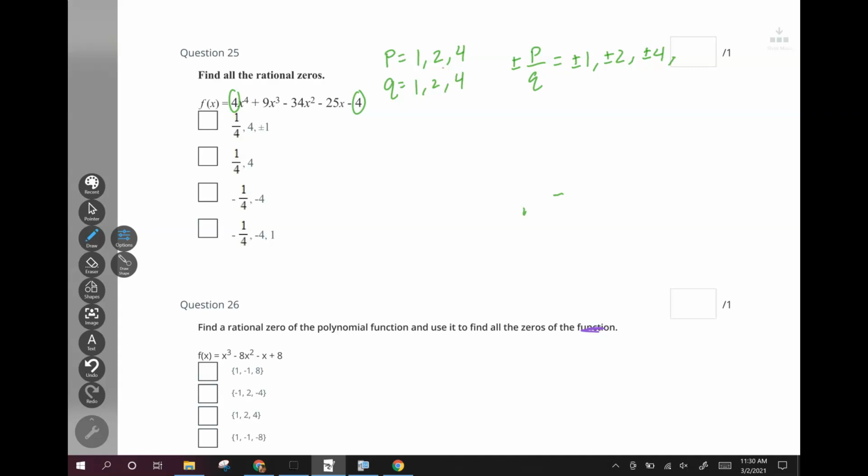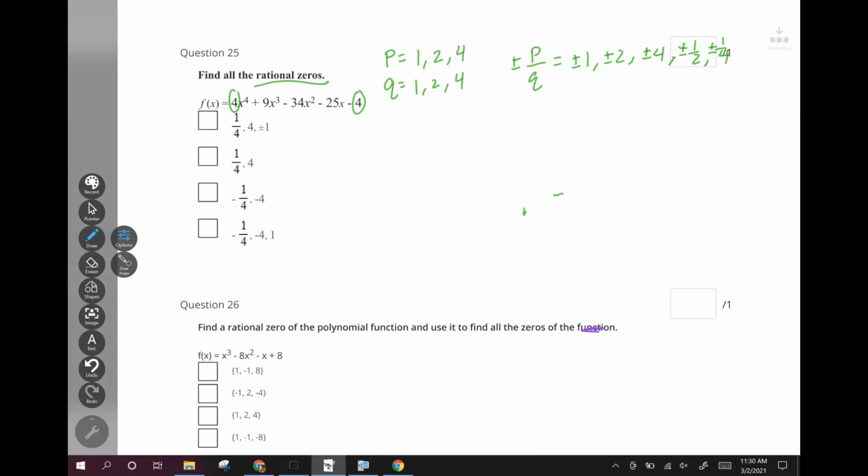That's dividing all of my p's by 1. Now divide all of your p's by 2. That's plus or minus 1/2. 2 divided by 2 gives you 1, which we already have on our list. 4 divided by 2 gives you 2, which we already have on our list. So I'm going to move on to dividing by 4. That gives me plus or minus 1/4. And then the other 2 we already have on our list. So that's my complete list of potential rational zeros.